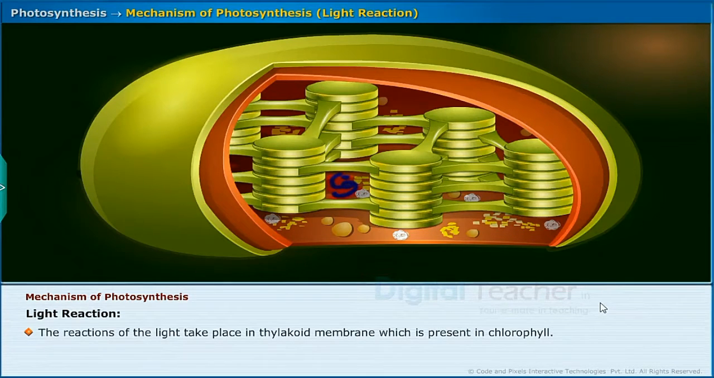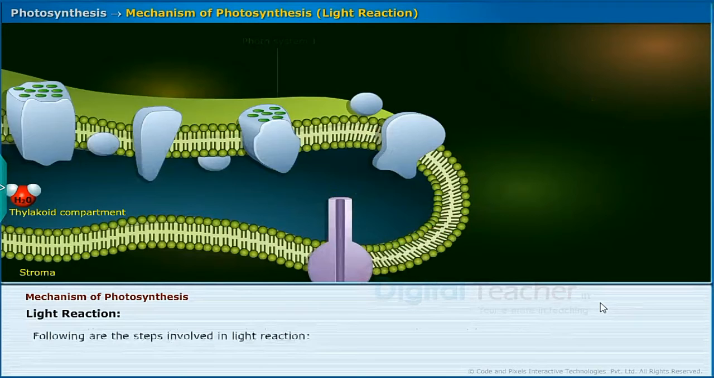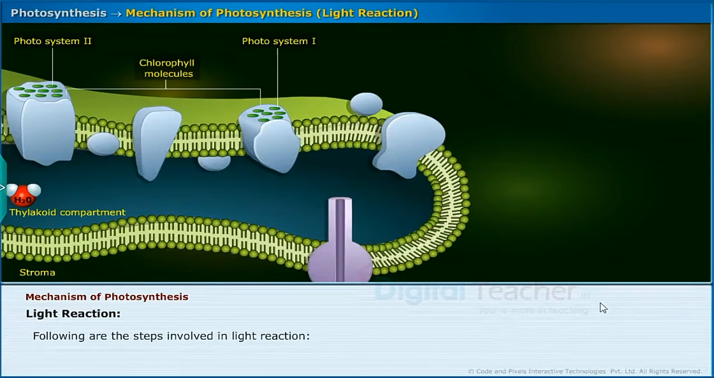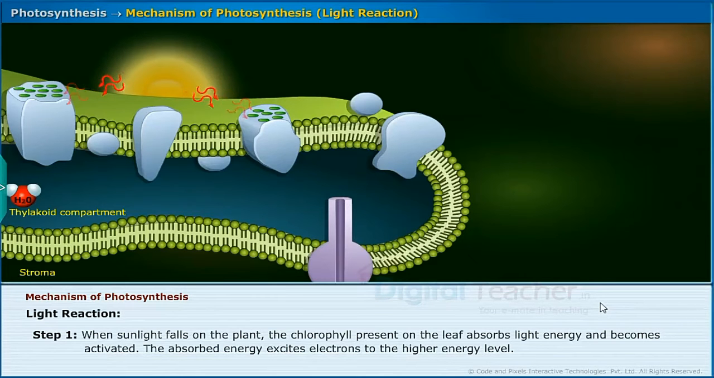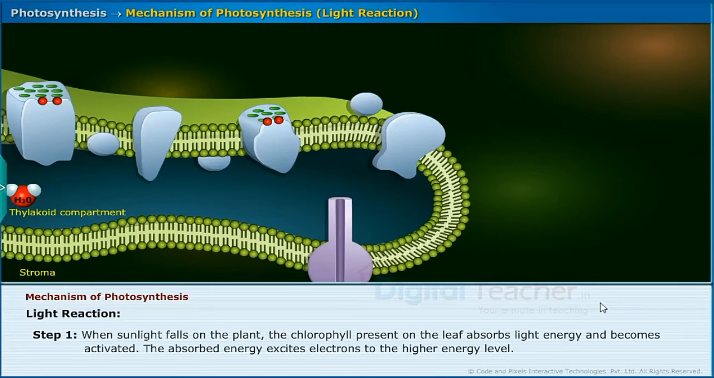The reactions of the light phase take place in the thylakoid membrane, which is present in the chloroplast. Thylakoids are termed grana of chloroplasts. Following are the steps involved in the light reaction. Step 1. When sunlight falls on the plant, the chlorophyll present in the leaf absorbs light energy and becomes activated. The absorbed energy excites electrons to a higher energy level.